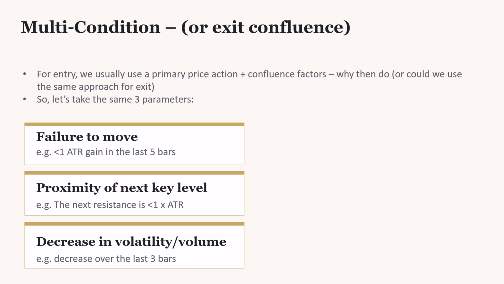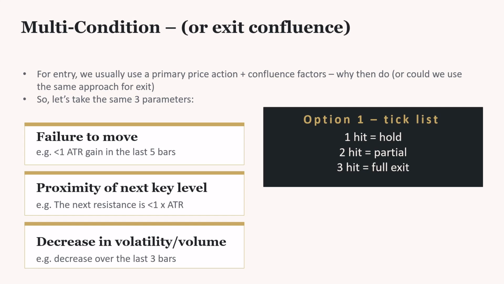Let's take those same three parameters we looked at in the last slide and look at the two options. Option one is a tick list. So we look at these and we say, right, if one is hit, then we're happy to hold. If two are hit, then we'll partially close the position. If three are hit, we fully exit. Now, that's relatively easy to implement, providing you're looking at those three and asking the question on every bar.